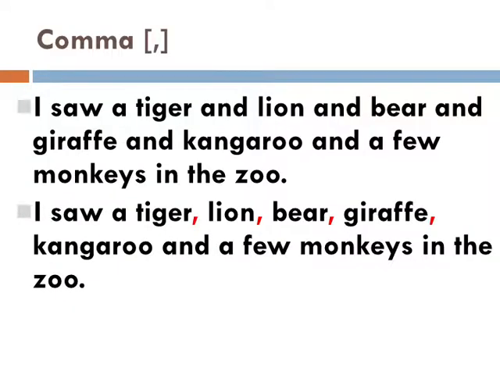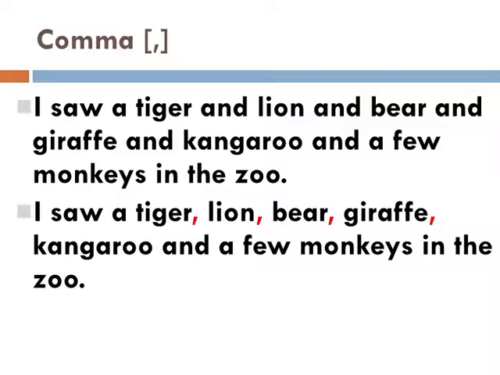Okay, now we will see about the comma. But before starting, please read with me aloud. I saw a tiger and lion and bear and giraffe and kangaroo and a few monkeys in the zoo. Okay, now see, and is repeated so many times in the sentence. Now a comma is used to separate 3 or more words in a sentence. When do we use a comma? To separate 3 or more words in a sentence.